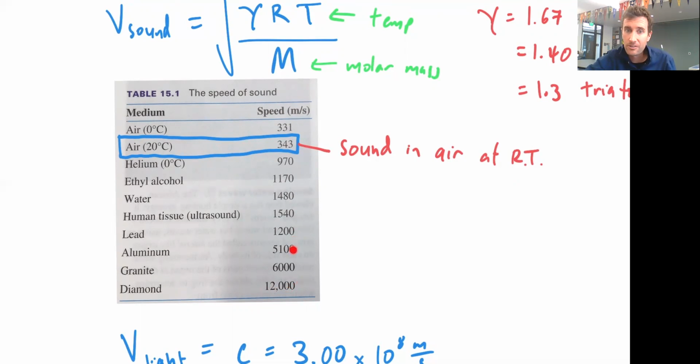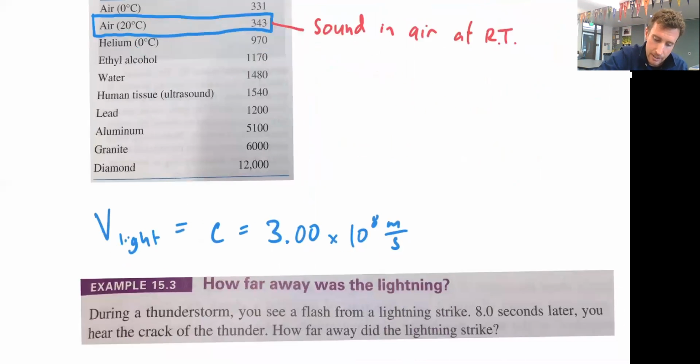And then through metals like aluminum, 5,100. Granite is rigid and stiff, so sound would move at 6,000 meters per second. And then the less rigid stuff, like these liquids here, are more rigid than air, but less rigid than a solid. So that would be in the 1,000 range.